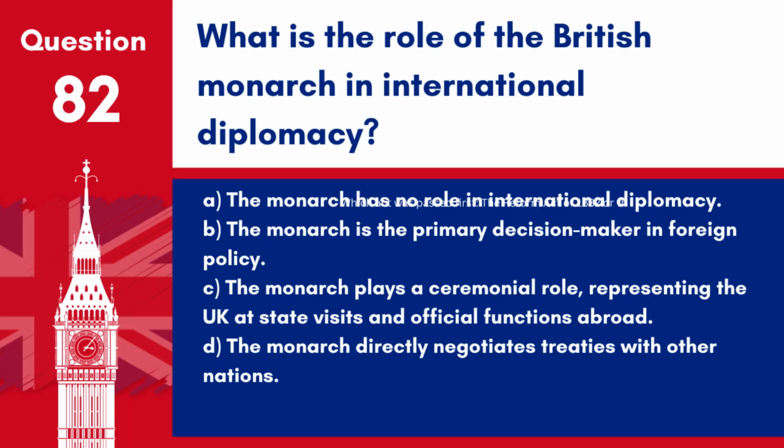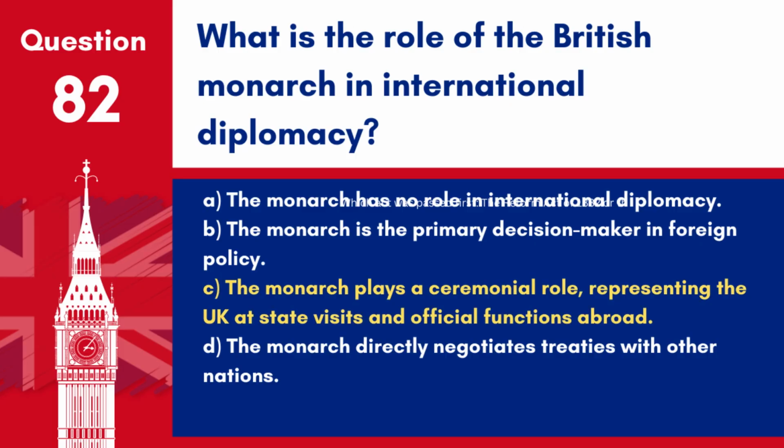Question 82. What is the role of the British monarch in international diplomacy? A. The monarch has no role in international diplomacy. B. The monarch is the primary decision-maker in foreign policy. C. The monarch plays a ceremonial role, representing the UK at state visits and official functions abroad. D. The monarch directly negotiates treaties with other nations.